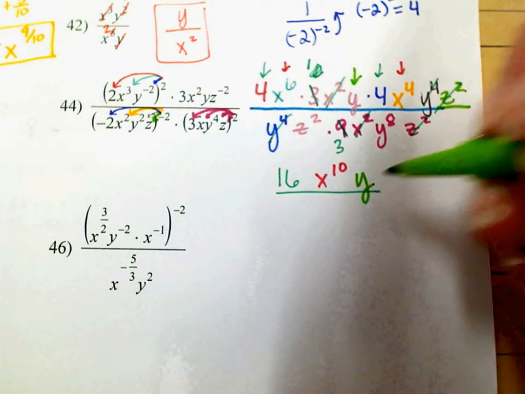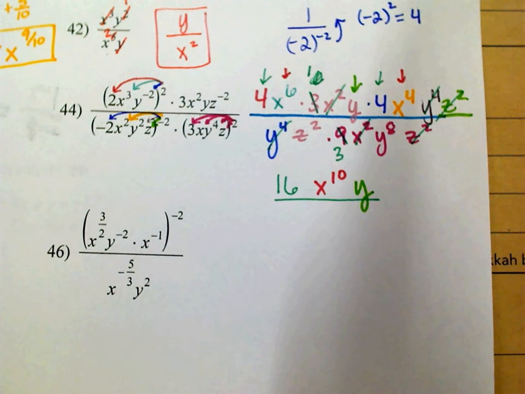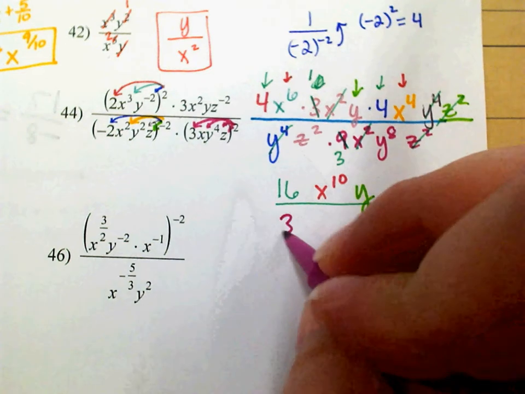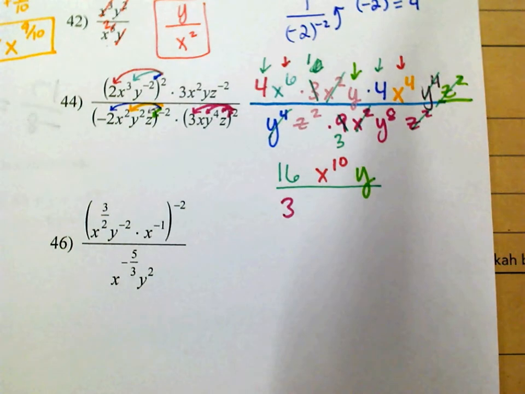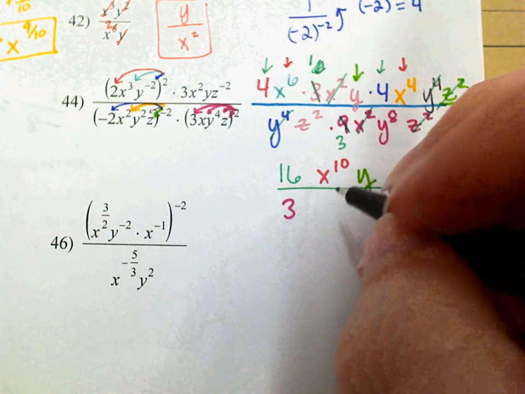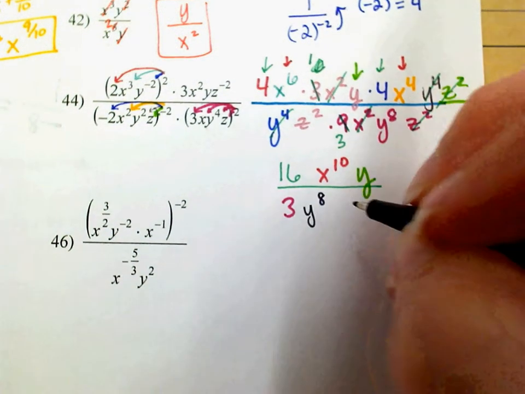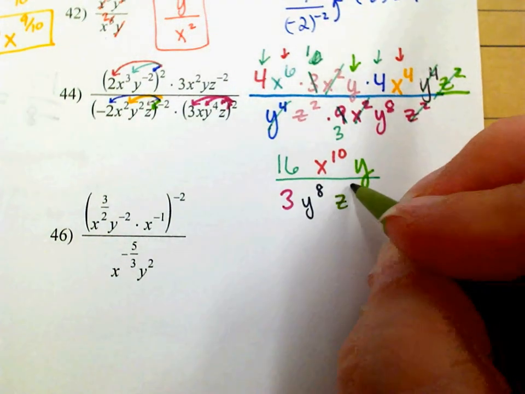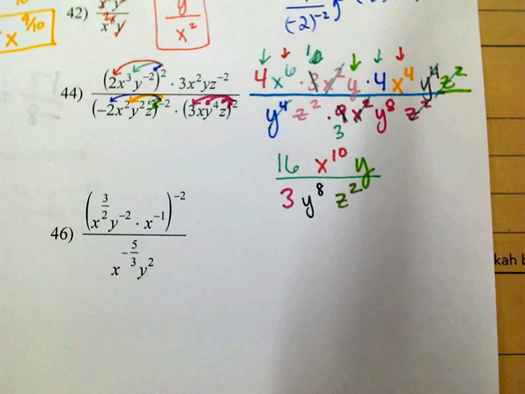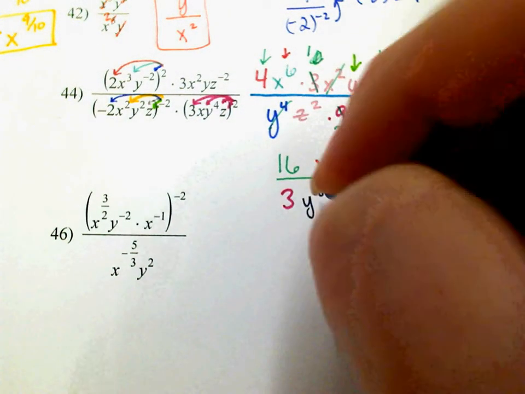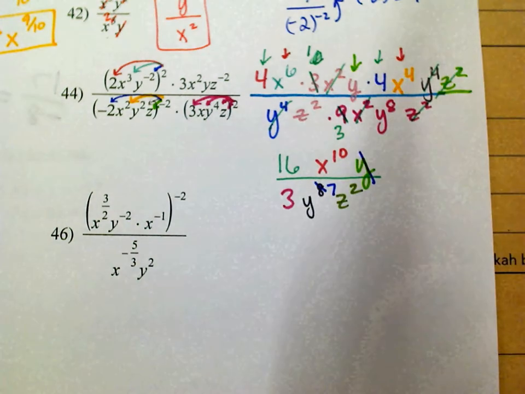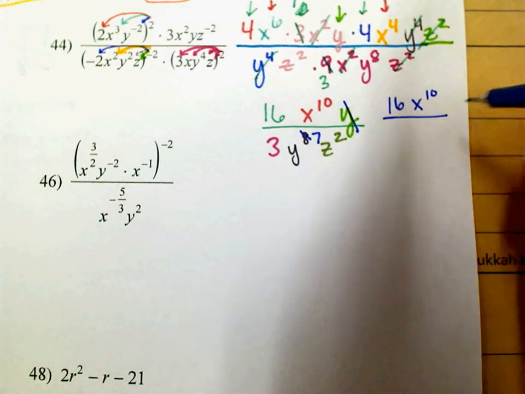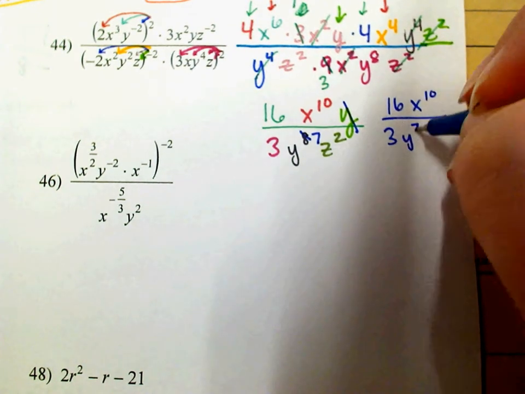In the numerator. In the denominator, I have, that's gone, z squared, y to the 8th, and the 3. So I'll put the 3 in the front. And then I've got y to the 8th and z squared. So what's the only thing I'm going to be able to simplify? The y. How many? 1. So I'm just going to mark that out and make that a 7 and call it good. I'll write it again. 16x to the 10th over 3y to the 7th z squared.